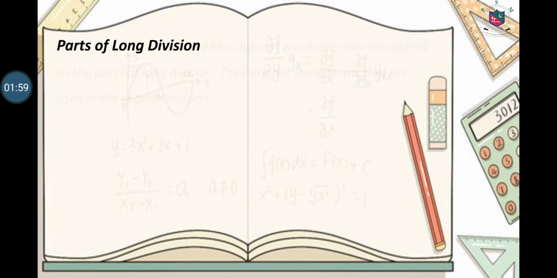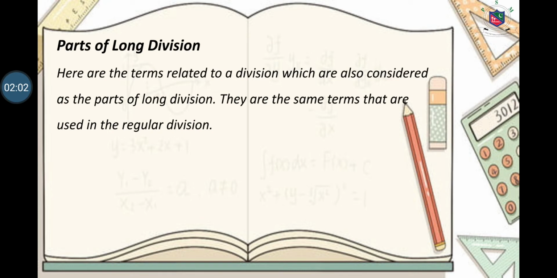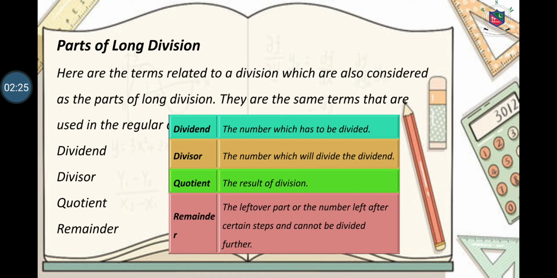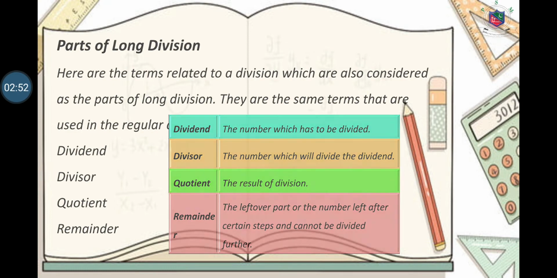The terms related to division are also the parts of long division. They are the same terms used in regular division: dividend, divisor, quotient and remainder. Dividend is the number which has to be divided. Divisor is the number that will divide the dividend. Quotient is the result of division. Remainder is the leftover part that cannot be divided further.